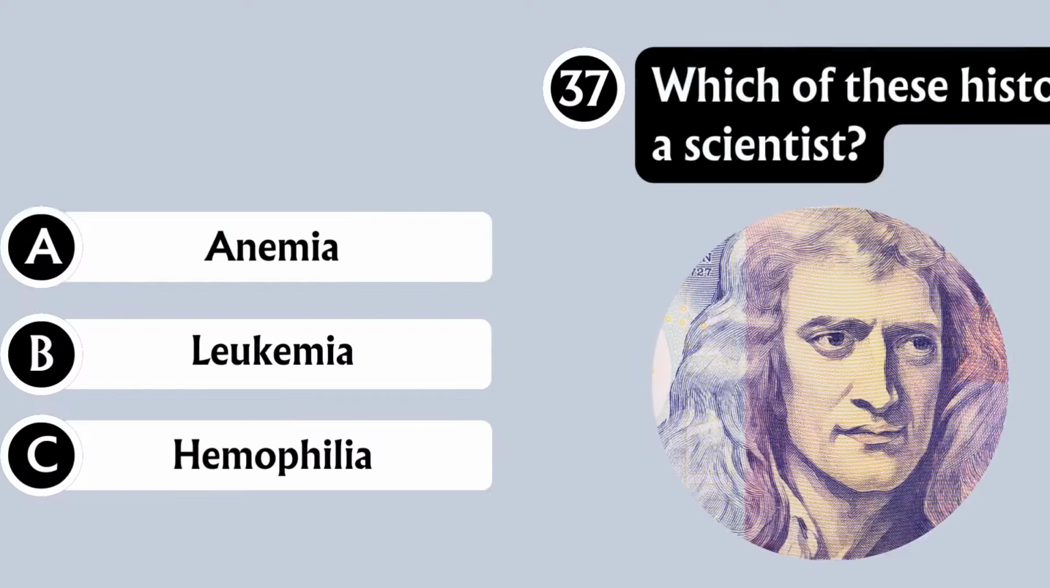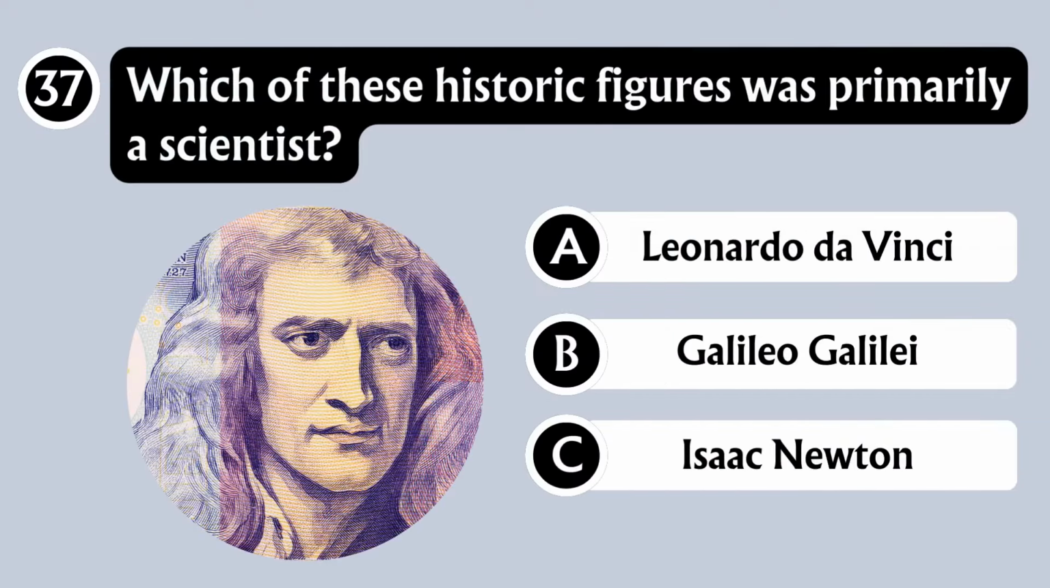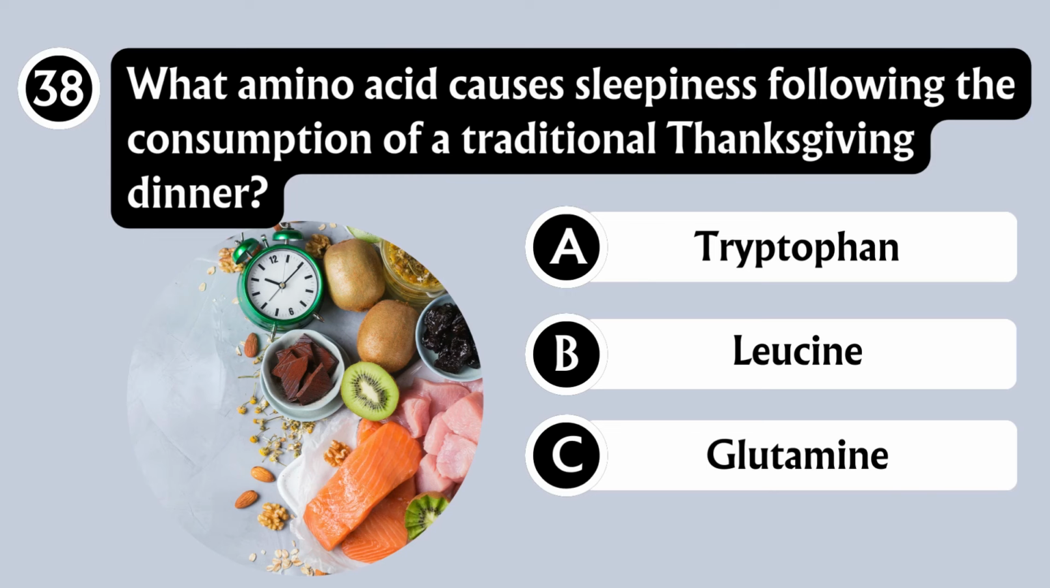What condition do you have when you have decreased red blood cells or low red blood? Anemia, leukemia, hemophilia? Anemia. Which of these historic figures was primarily a scientist? Leonardo da Vinci, Galileo Galilei, Isaac Newton? Isaac Newton. What amino acid causes sleepiness following the consumption of a traditional Thanksgiving dinner? Tryptophan, leucine, glutamine?